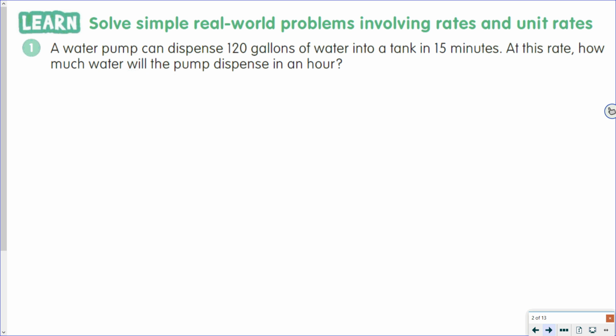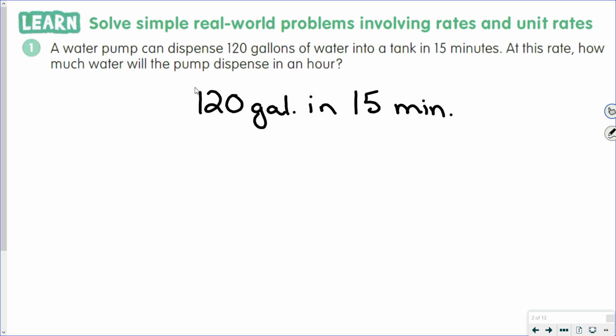All right, so our first one here, a water pump can dispense 120 gallons of water into a tank in 15 minutes. At this rate, how much water will the pump dispense in an hour? All right, so we know that we have 120 gallons in 15 minutes. But then it says how much is dispensed in an hour. So you may have to know some different conversions. Most of them you should know. If not, go ahead, feel free to do a quick Google search to find the conversion.